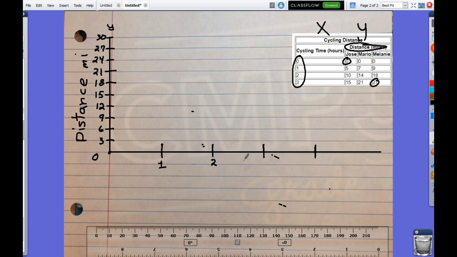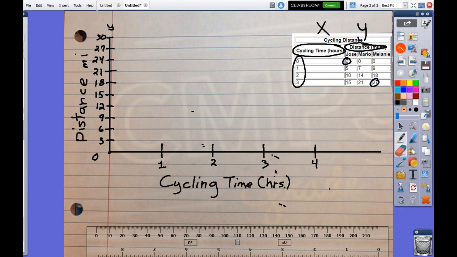Now, what are those units? Those are cycling times in hours. So we talked about labeling today. So this needs to be cycling time, and including units in hours. Isn't it HRS? Cycling time in hours.